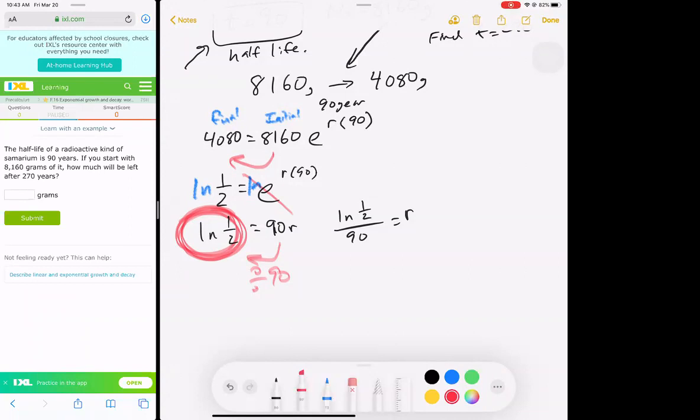Okay, Jacob, you have a question? Okay, so if you guys have the answer, you can type it for me. We can all check at the same time. Make sure that you know how to use your calculator. So I'm getting R is equal to negative 0.007.